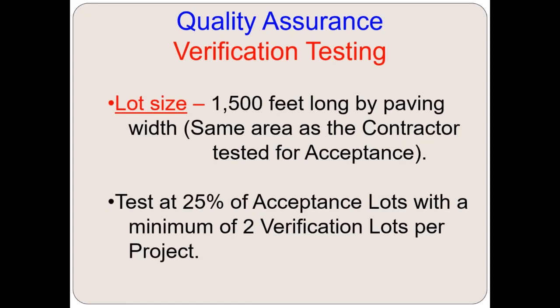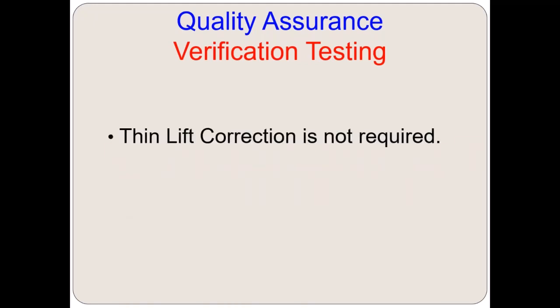But as John's going to explain after a while, the DOH has to test multiples of 2. So they'll either test 2, 4, 6, 8 lots on a project. For the verification testing, the districts do not have to do the thin lift correction. We're going to be comparing uncorrected wet densities.